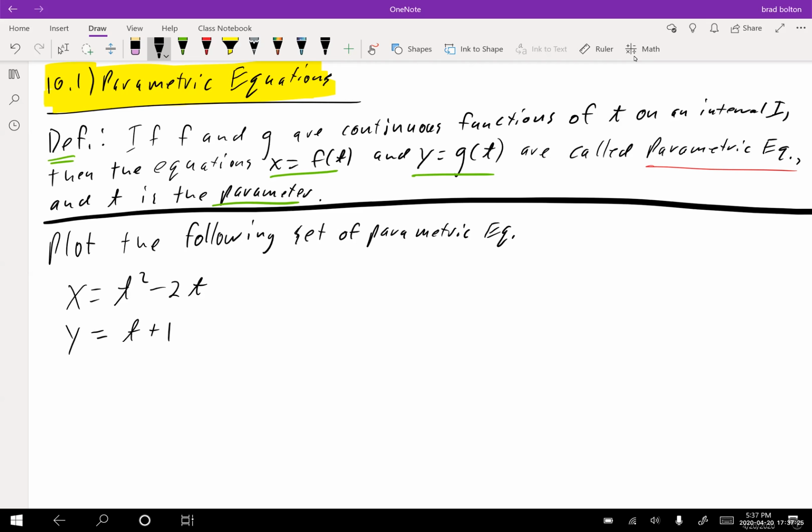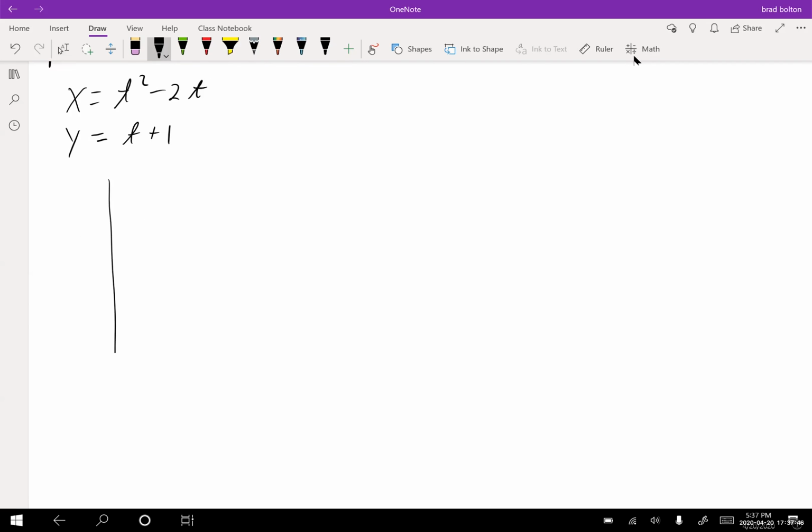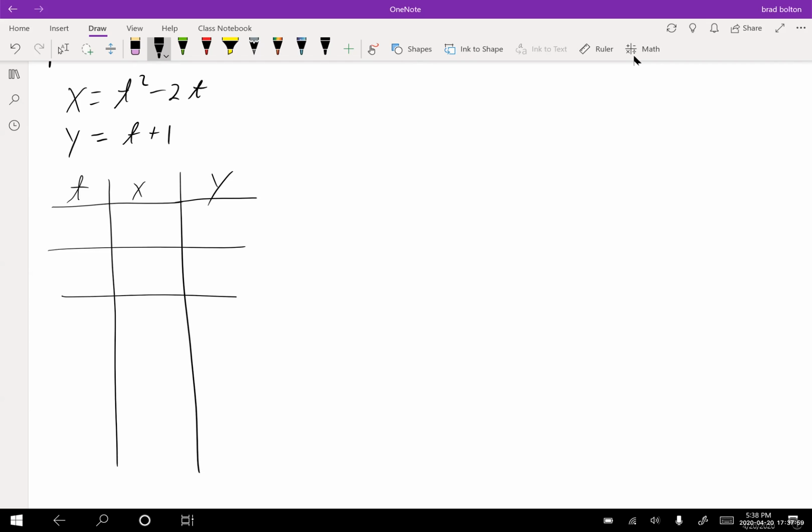In general, I'd like you to use 5 values for your T. If it's sine and cosine, you probably want to pick values that you can do quickly in your head. In this case, I'm just going to pick -2 to 2 and count by ones. So I'm going to draw a little table, and in my table I'm going to have T, X, and Y. For T, I'm just going to pick -2, -1, 0, 1, and 2.